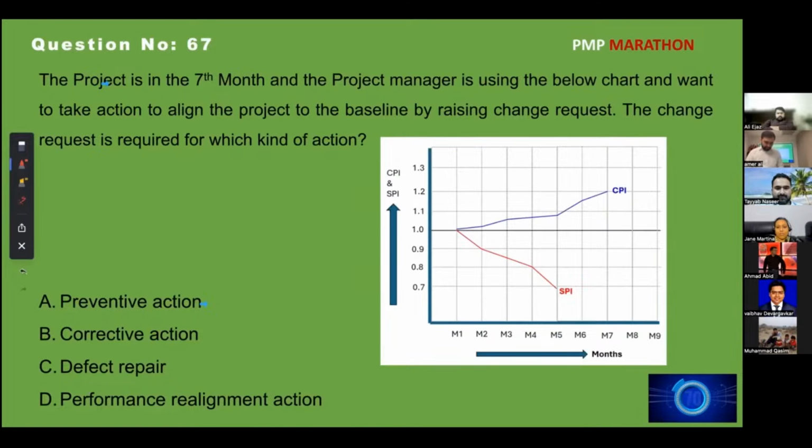What is the difference between corrective, preventive, and defect repair? Can you explain to me? So defect repair is typically done on a product when defects are found. Preventive action is basically to prevent any rework. Before any issues come, we try to prevent it. Corrective action is taken after an issue appears.